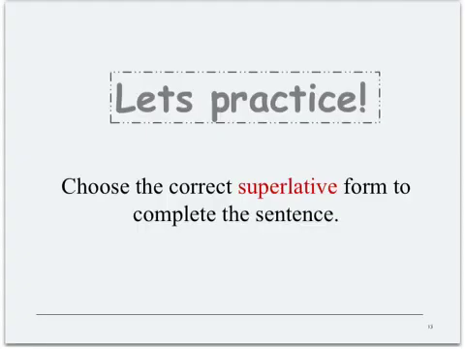Now let's practice by choosing the correct superlative form to complete each sentence. When you get to the next page, pause the presentation, and when you're finished, you can continue and check your answers.